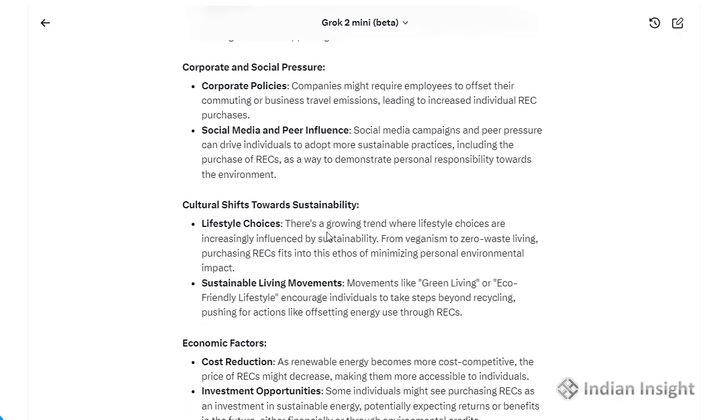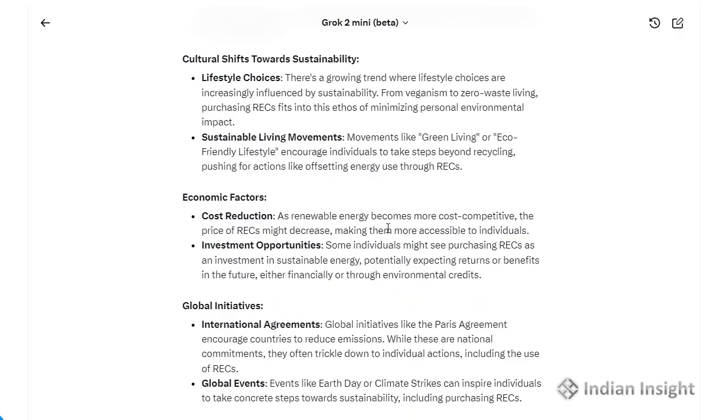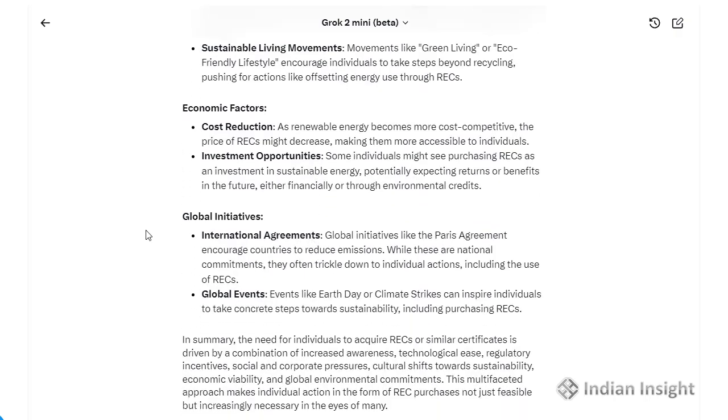Then there are corporate and social pressure, a cultural shift towards sustainability, economic factors, and global initiatives like the Paris Agreement, which encourage countries to reduce emissions. They often trickle down to individual actions, including the use of RECs. So yes, because of the Paris Agreement and India's commitment to it, at some point in time we may see a push from the government for individuals to buy these RECs as well.